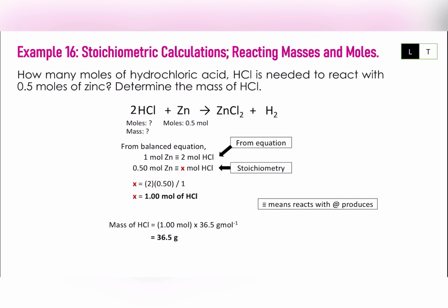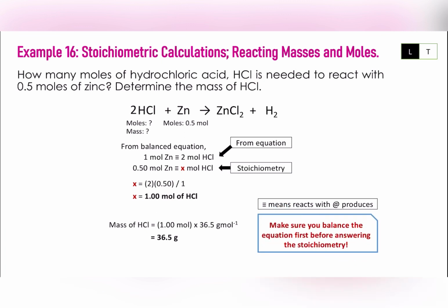So the triple line here means reacts with or produces. It depends. If you talk about two different reactants, you use reacts with. If you talk about reactant with product, you can pronounce it as produces. One last tip, make sure you balance the equation first before answering any questions about stoichiometry.